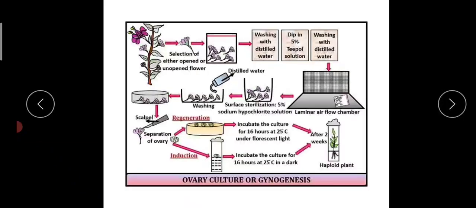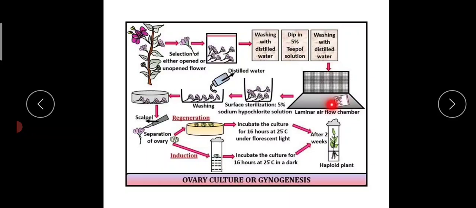So what is the procedure we follow for developing a haploid plant? We have a plant here. The plant is selected, and from that plant we select unopened flower buds. These flower buds are washed with distilled water, then dipped in 5% Tepol solution, or you can do this process with any other detergent, then again washed with distilled water.